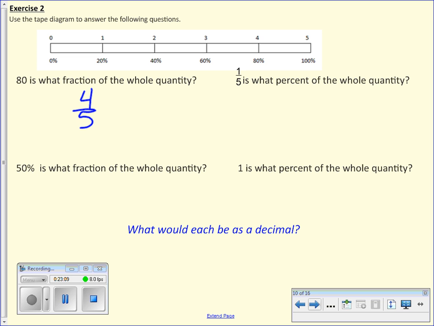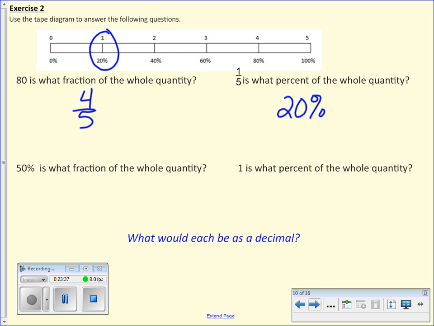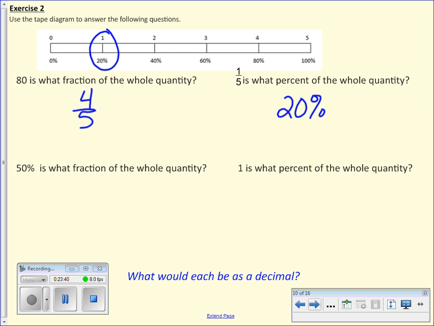Is anybody not sure where the 4 came from, where the 5 came from? Any questions on that? All right, 1/5 is what percent of the whole quantity? 1 out of 5. What percent is that, everybody? 20%. 50% is what fraction of the whole quantity? There's no 50 on my double number line. There's no 50 there. What am I going to do?